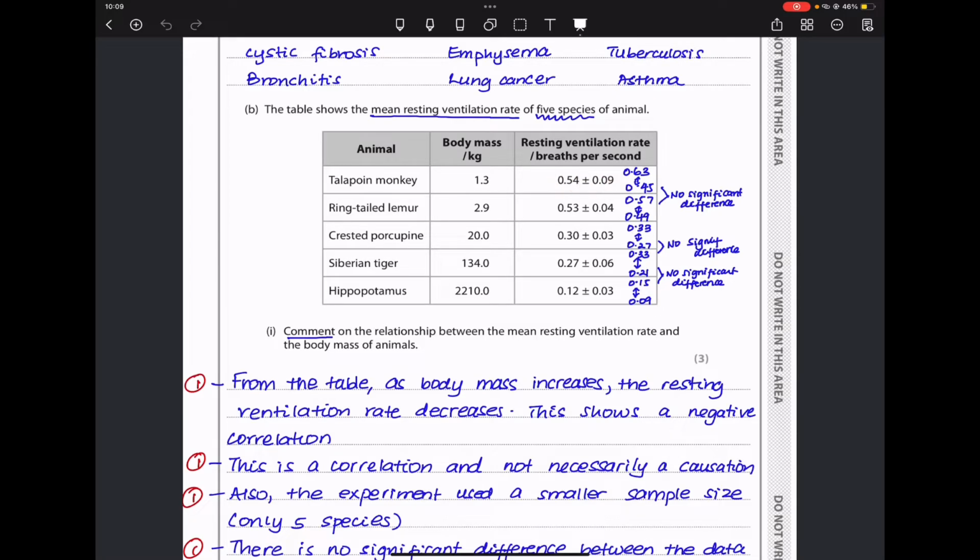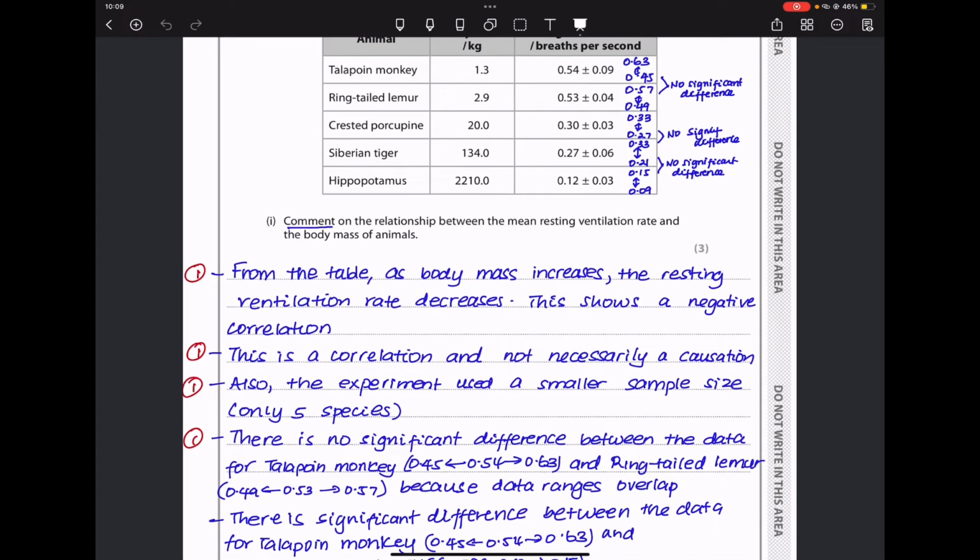For example, using this data here, 0.54 plus 0.09 gave me 0.63, and 0.54 minus 0.09 gave me 0.45. So I showed you if there is overlap or not, and we saw for most cases there was overlap within some data sets, and that shows there is no significant difference in the data of the different animals, even with different masses.